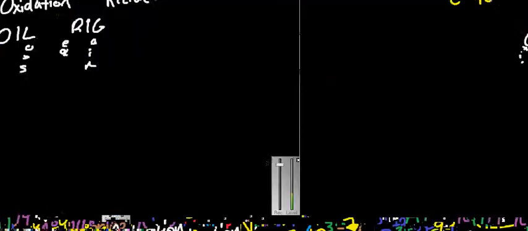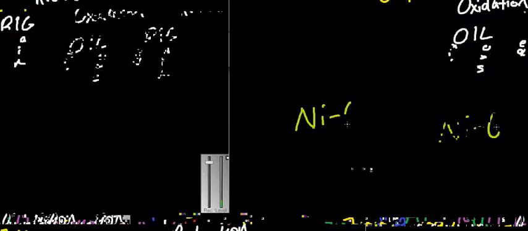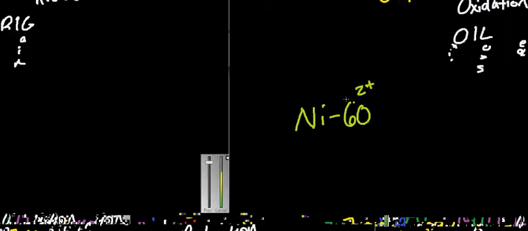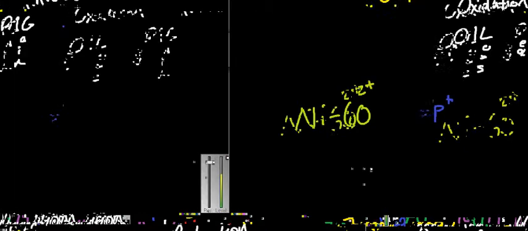I'm going to put one last example up that I want you to try, and maybe pause the video. We're going to say that we have this nickel 62 plus 2. We're going to have this isotope slash ion, and I want you to see if you can figure out how many protons, neutrons, and electrons it has.